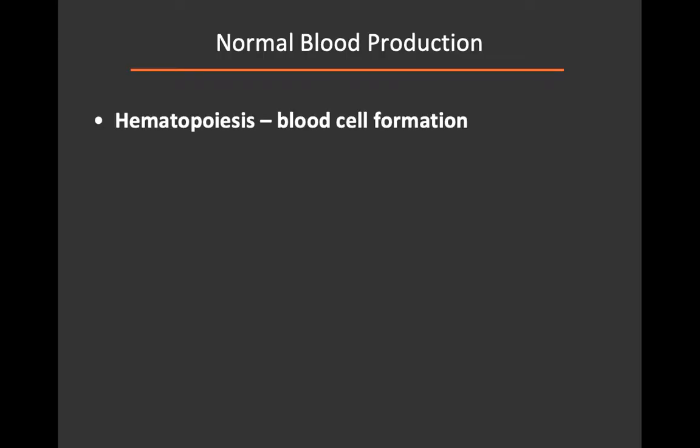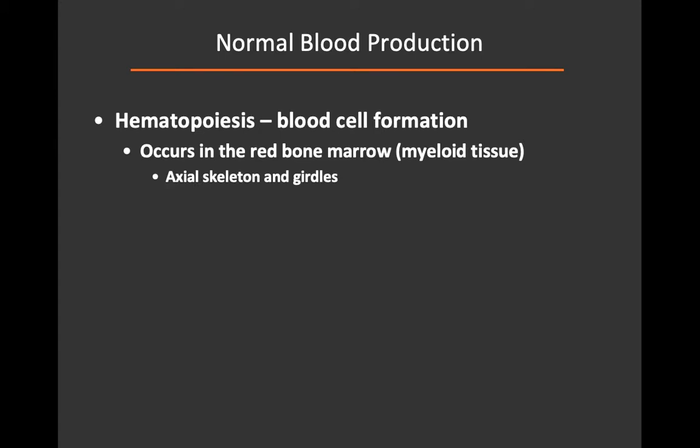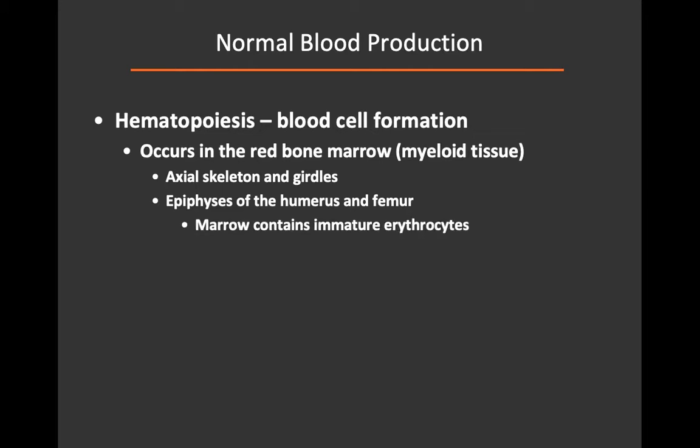So when we talk about blood production, whether we're talking about white blood cells or red blood cells, we're talking about hematopoiesis. And this is going to occur in what we call myeloid tissue, which is in the red bone marrow. And that red bone marrow is found within different areas of our skeleton. So we have the axial skeleton as well as the girdles. And so these are going to be within the epiphysis of our long bones, such as the humerus and the femur, and also in the sternum and in the hip bones.